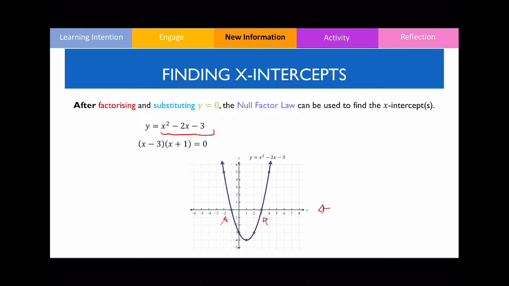And just to quickly double check, how do I know this is correct? Negative 3 multiplied by positive 1 will give you negative 3. And if you go negative 3 plus 1, that will give you negative 2. So that's a quick way of checking to see if your answer is correct.